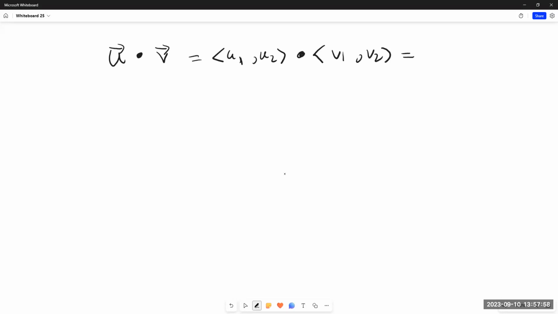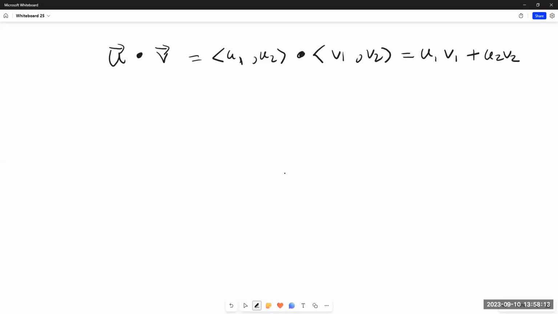And this is not going to be a vector. When we're done with it, it's going to be a scalar, but I just multiply the first components together and I add them to multiplying the second components together like that. And I just get a number that's a scalar.